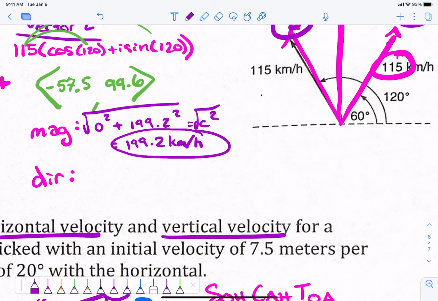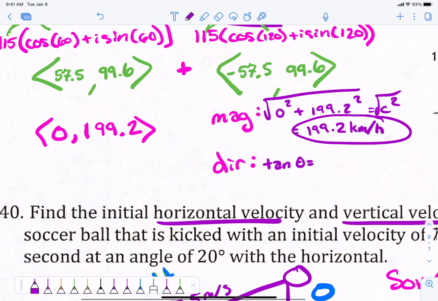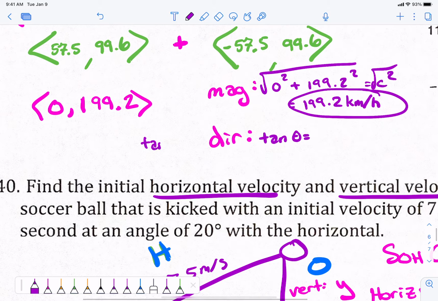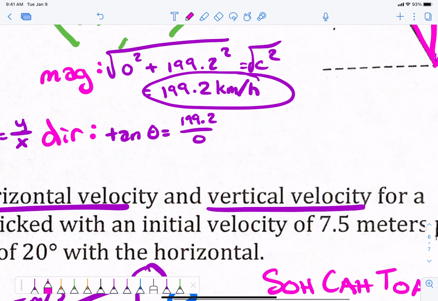And normally to find direction, we do inverse tangent. Tangent of theta is equal to y over x. Direction: tangent theta equals y over x. So tangent of theta equals 199.2 over 0, whatever that is. And we do inverse tangent, right? What's inverse tangent of 199.2 over 0?